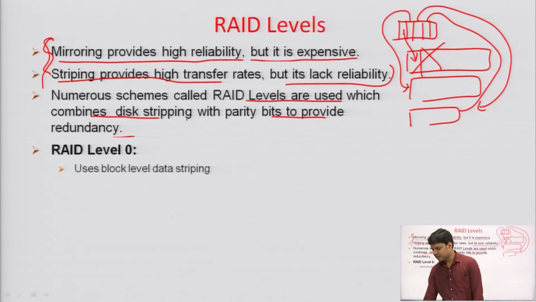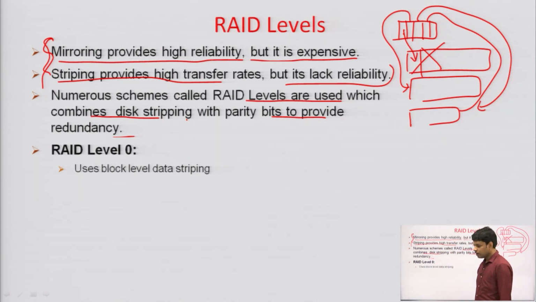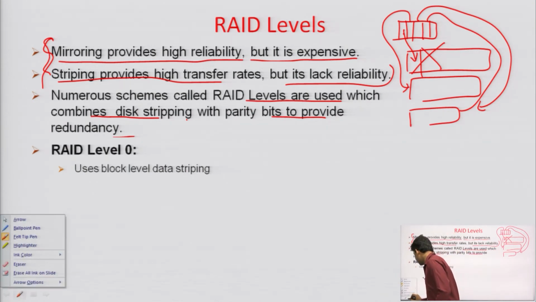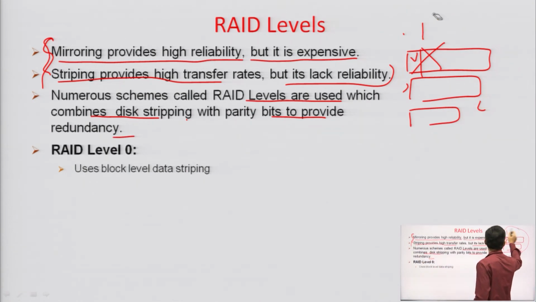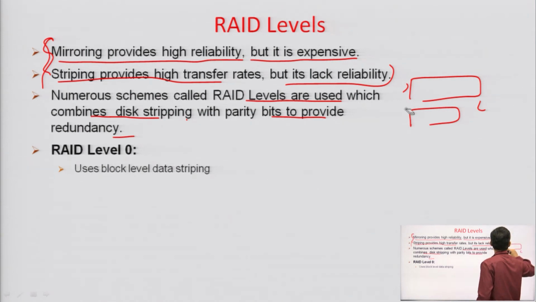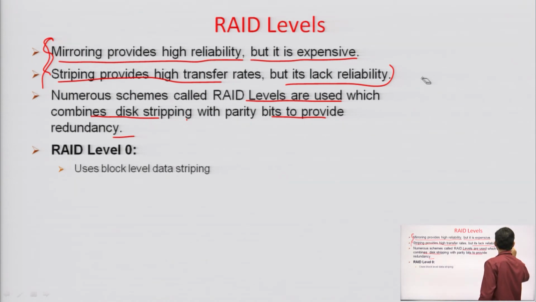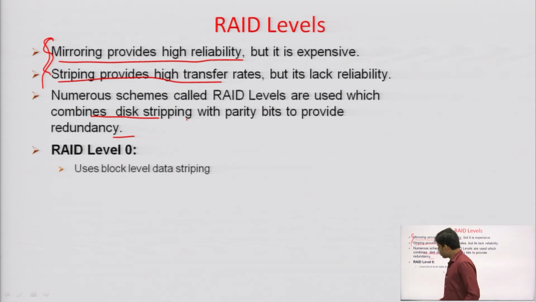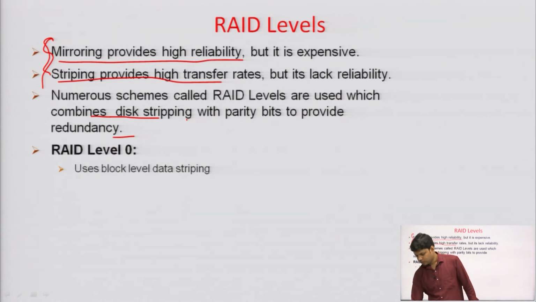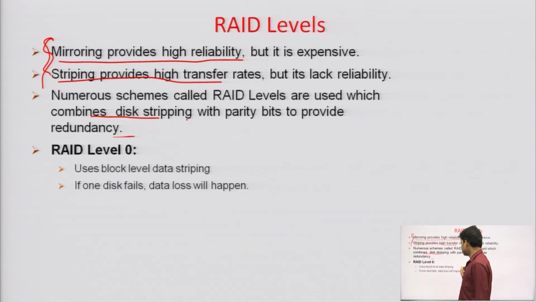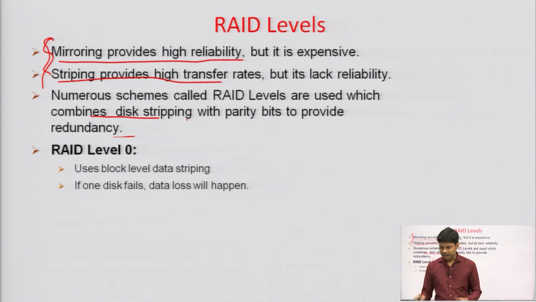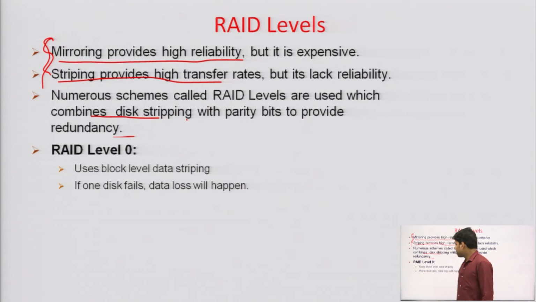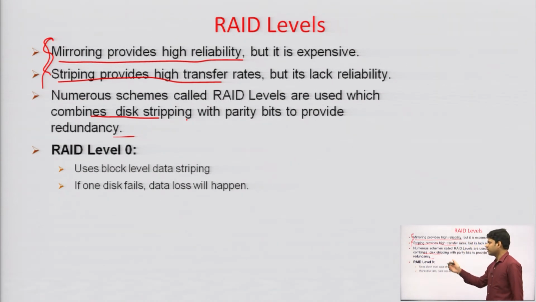Okay, so this RAID level 0 is what? Let me use the eraser first, then it will be clearer when we see the figure of this RAID level 0. So how does RAID level 0 work? It uses block level data striping, meaning the whole bunch of data is divided into blocks. And what are the characteristics of this RAID level 0?